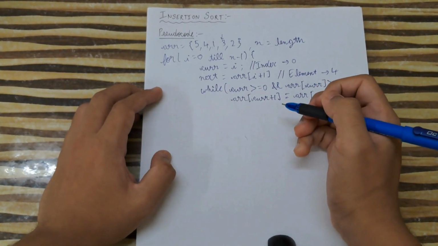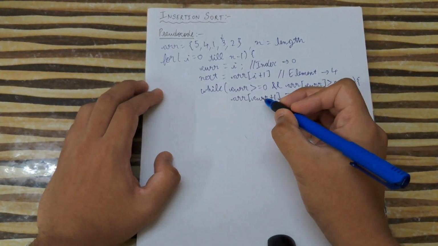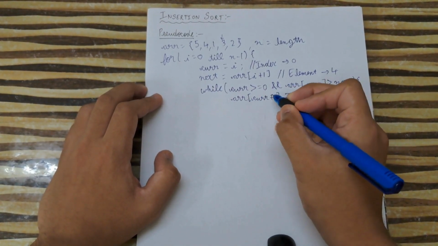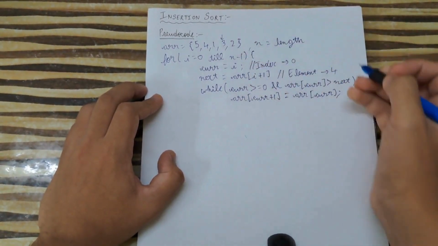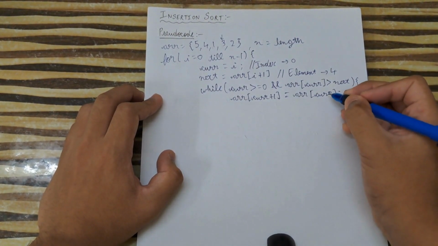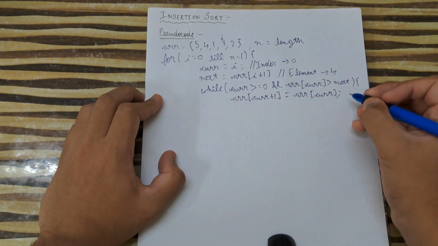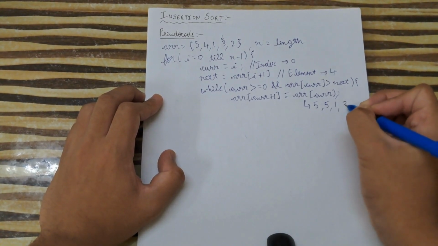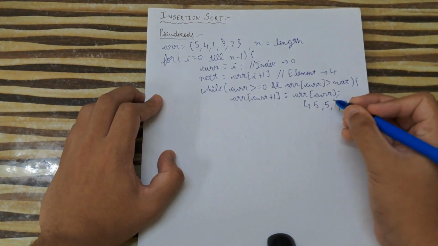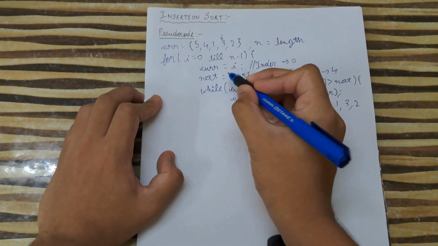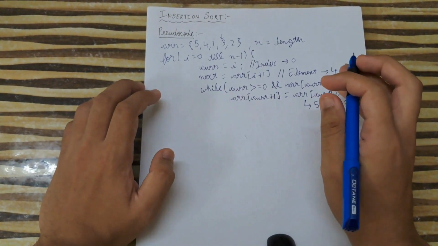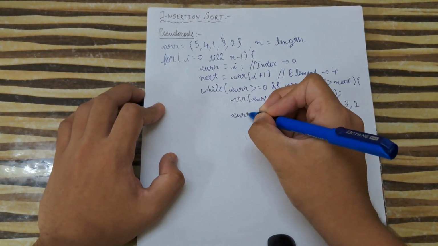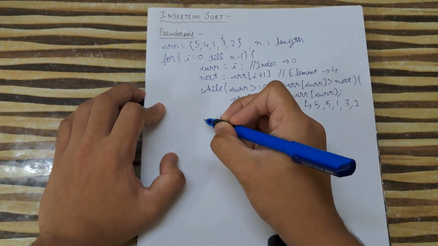So what we have done here is that for the first iteration, cur was 0, so cur plus 1 would be 1, so array element 1 is 4. In that position we have inserted or copied the value of array[cur], that is 5. So at this point the array will be 5, 5, 1, 3, 2. We have saved the value 4 in the next variable. So the value of 4 is safe, it hasn't disappeared anywhere. After that we will also decrement the cur variable.